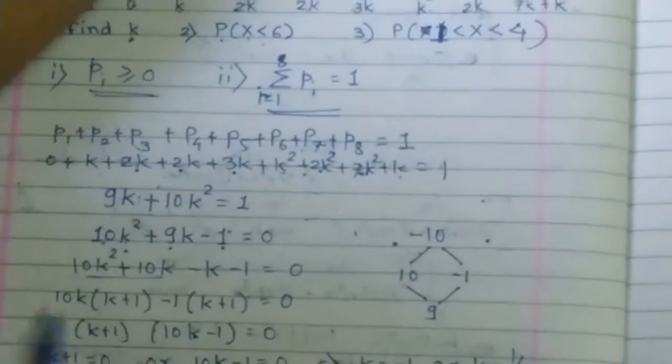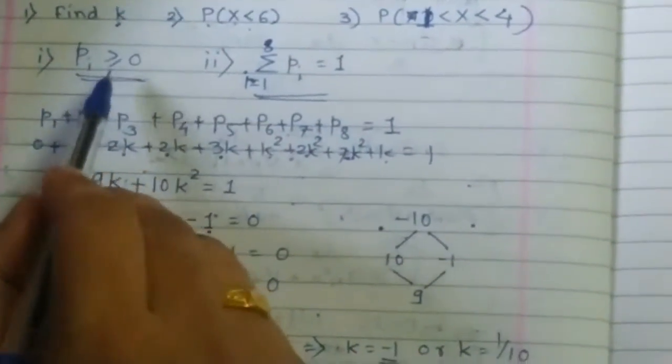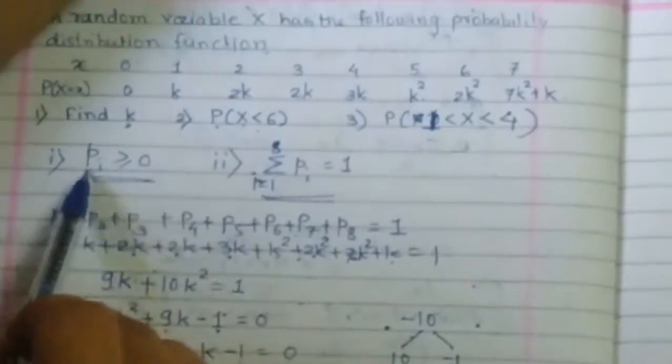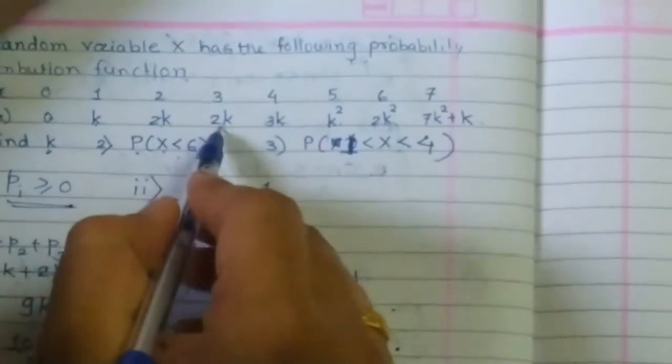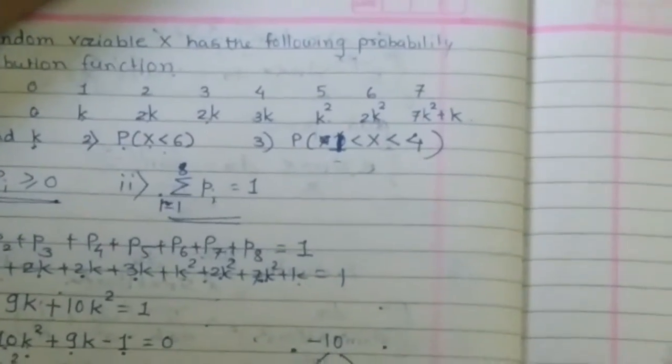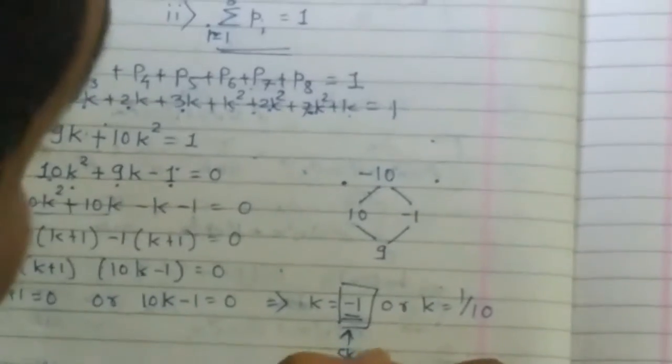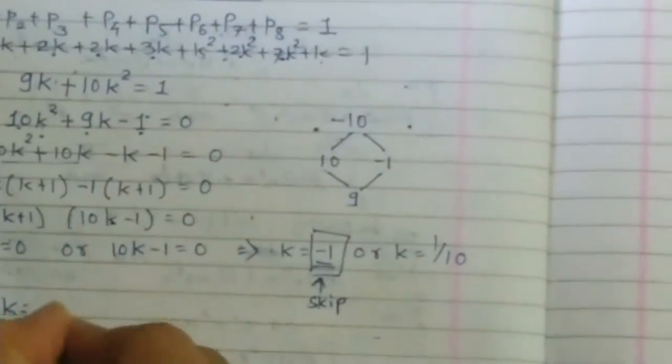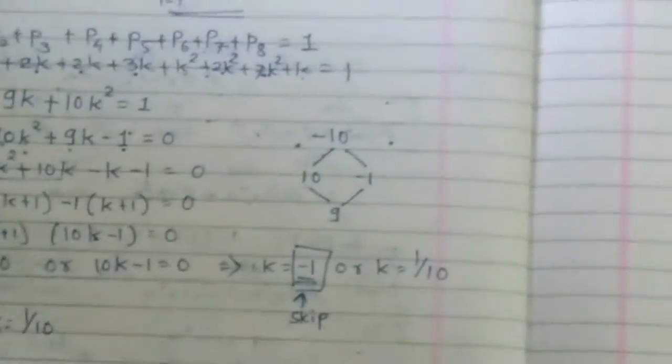But if I select K as minus 1, then it contradicts the condition on the probability distribution. What is that condition? All Pi's must be greater than or equal to 0. If I substitute K as minus 1 here, I am getting minus 1, minus 2 like this. So Pi's greater than or equal to 0 is expected, and here I am getting negative values. So of course I am going to skip this value. So what is the K that we are going to consider here? K is equal to 1 by 10.